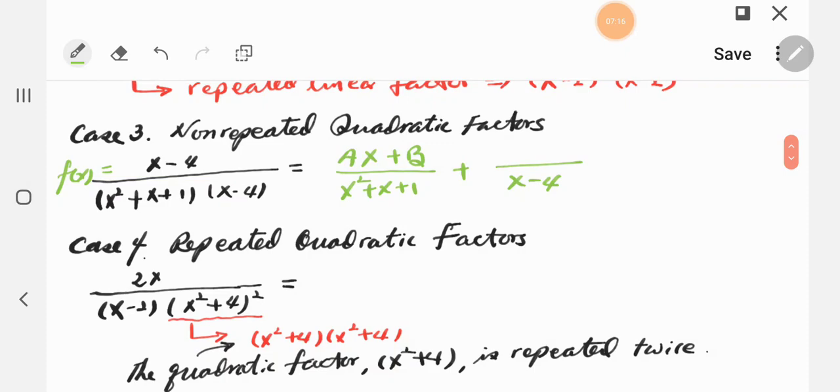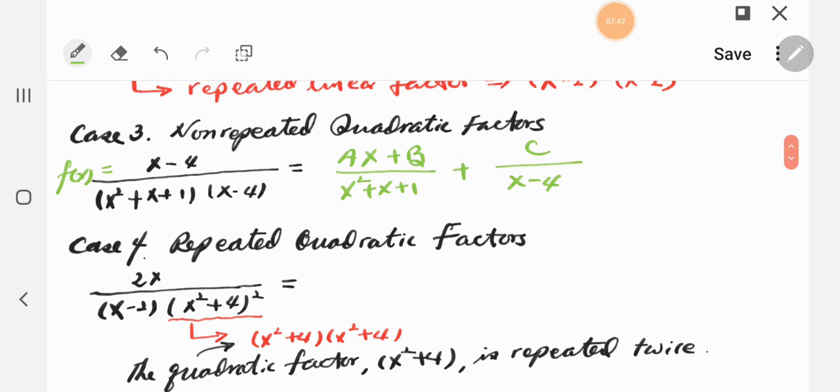Linear factor. And since this is linear, we don't know the coefficient of x and we don't know the constant, so we can just use a and b. Okay, for the second part, since the denominator is linear, then the numerator is just a constant, c. So we can have this decomposition.